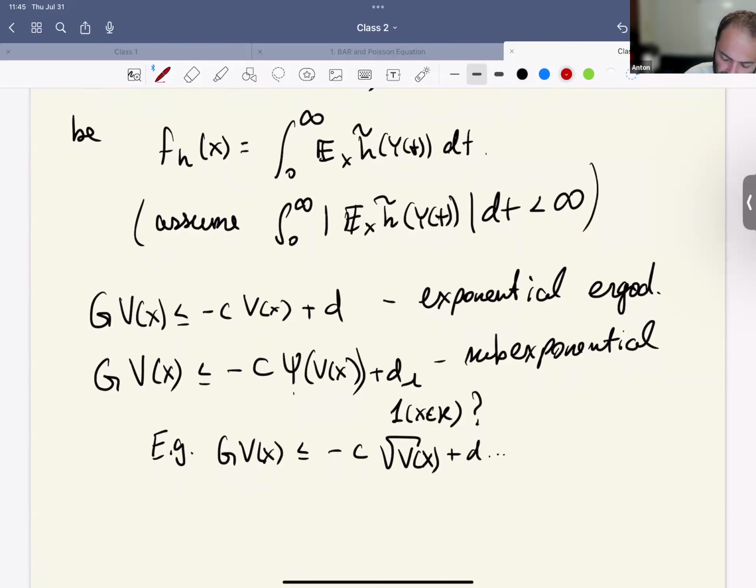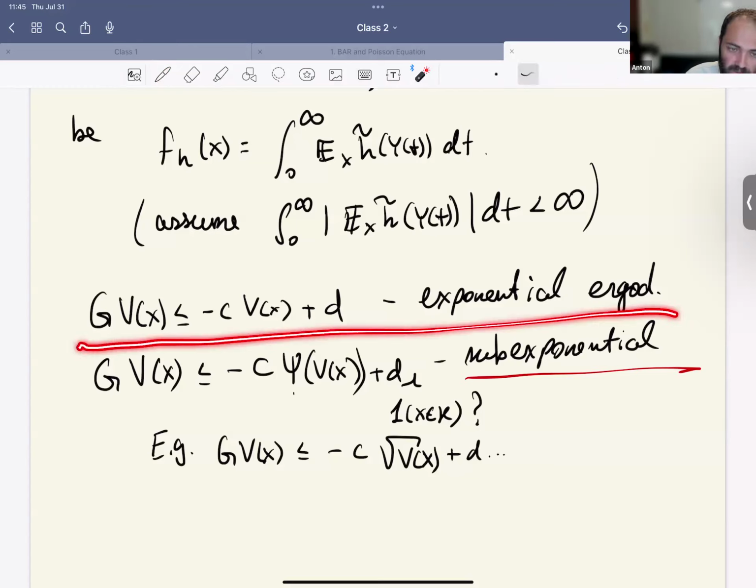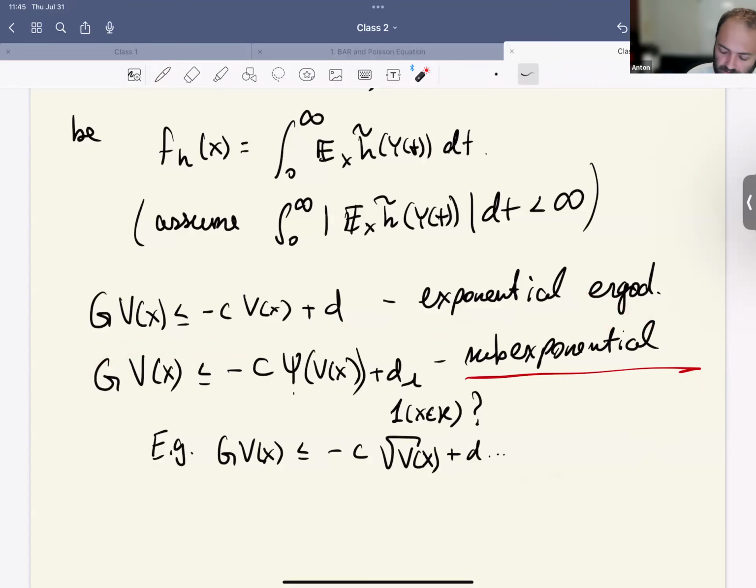Okay, so what am I doing? I'm not giving you a comprehensive discussion on all of these conditions. I'm just pointing you to the fact that sometimes exponential ergodicity will be difficult to verify, whereas sub-exponential ergodicity will be a lot easier, and this will give you this integrability condition.